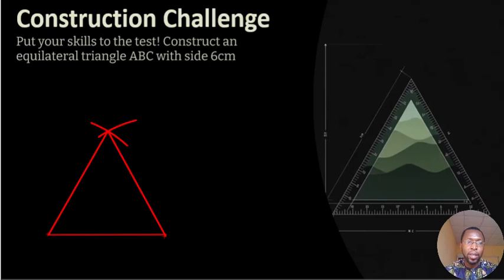Each of the sides here is 6 centimeters. Here is 6 centimeters, here also is 6 centimeters, here is 6 centimeters as well, and this other side too is 6 centimeters. So this is how you can construct an equilateral triangle using your compass and your ruler.